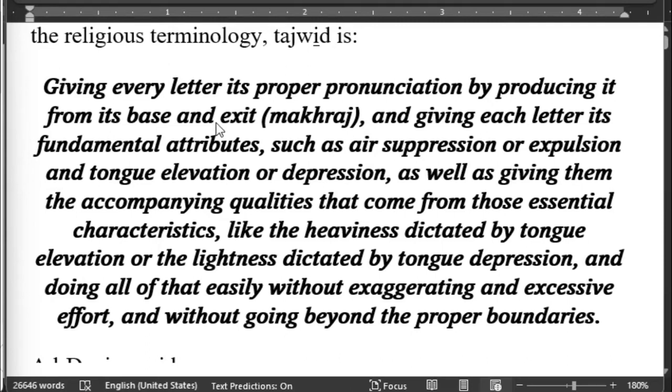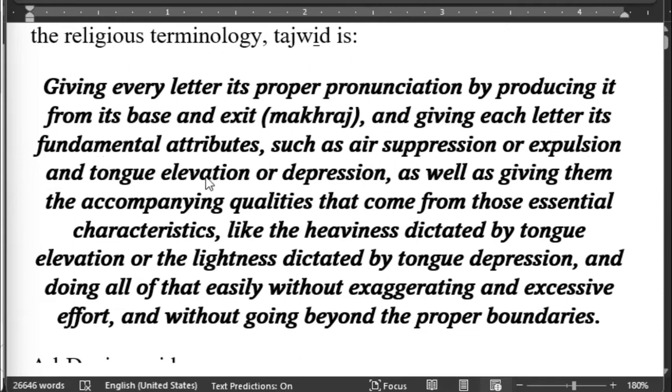So tajweed is producing every letter from its exit and giving each letter its fundamental attributes. What's meant by fundamental attributes here is those attributes that dictate the reality of the letter, and they make that letter different from another letter, even another letter from the same exit, such as air suppression or expulsion. Inshallah, we'll come to talk about the attributes of the letters.